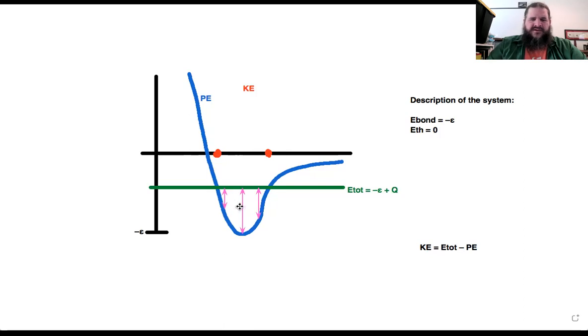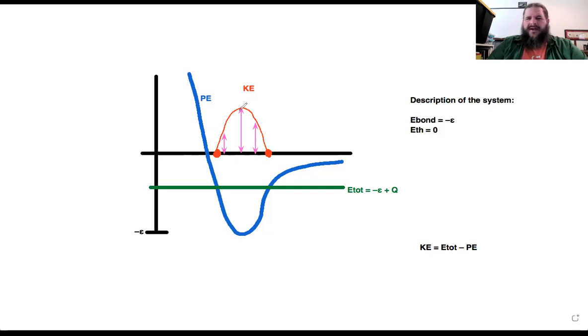So let's try this. We could actually move these differences up to the axis. And these differences should tell us the value of kinetic energy at each of these locations. So that should be something like this. So there's our kinetic energy graph.